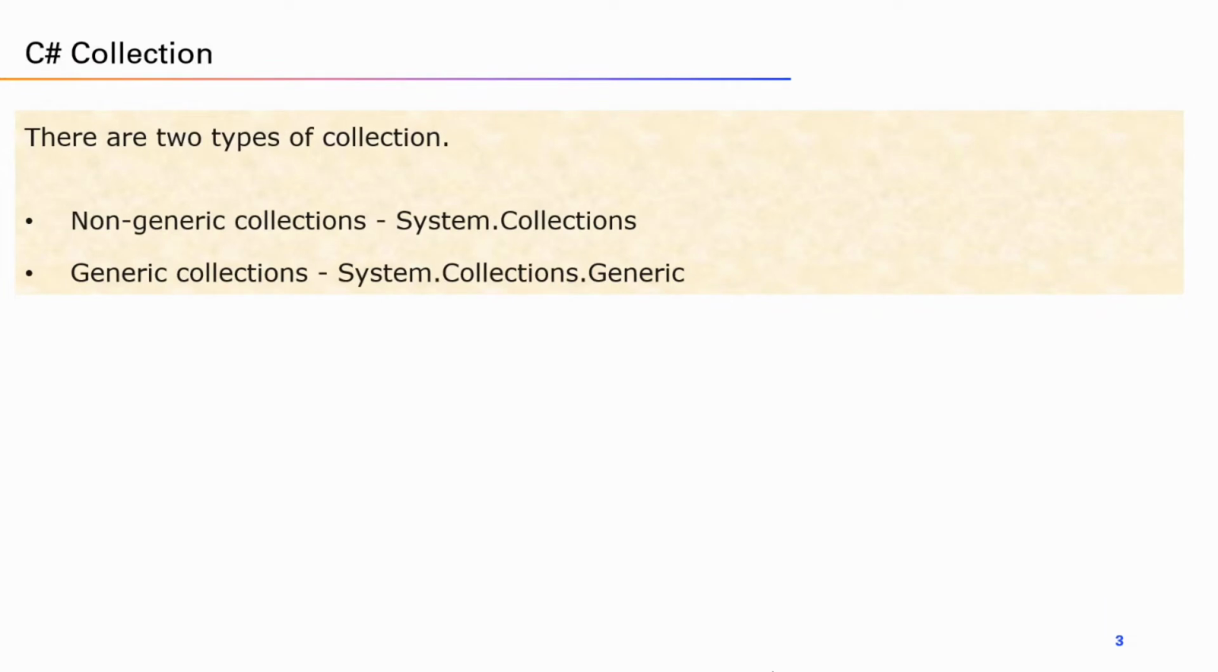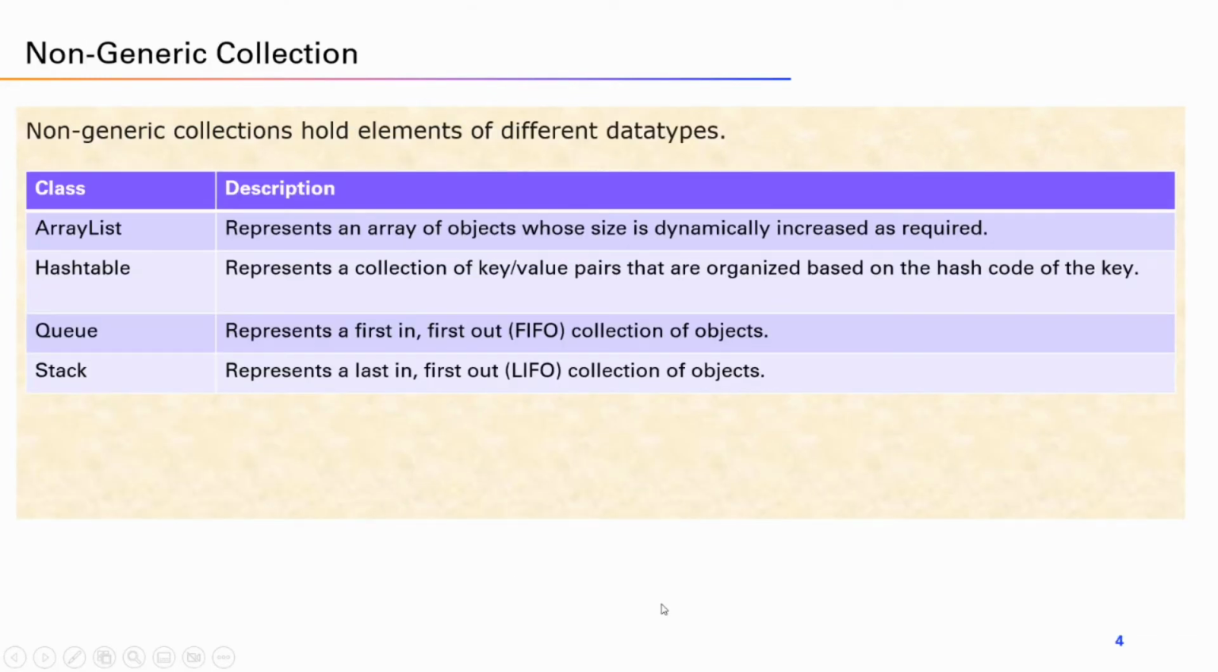There are two types of collections: non-generic collections and generic collections. The System.Collections namespace contains the non-generic collections. The System.Collections.Generic namespace contains the generic collections. Non-generic collections hold elements of different data types. ArrayList, Hashtable, Queue, Stack. These are all non-generic collections.